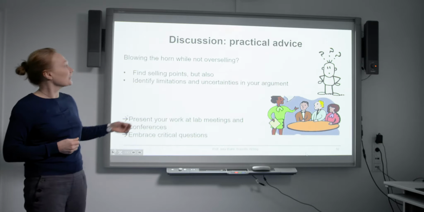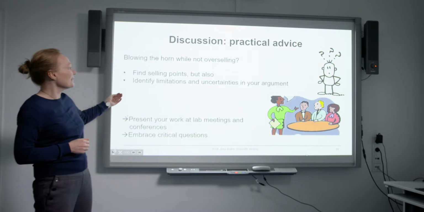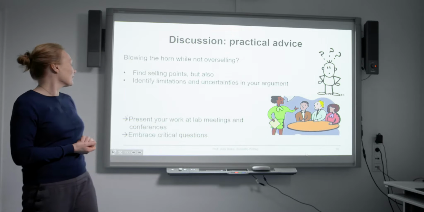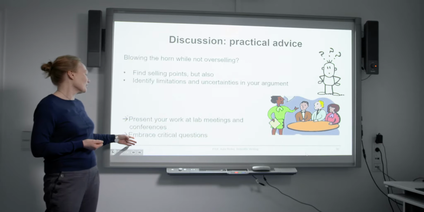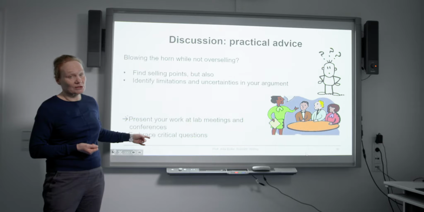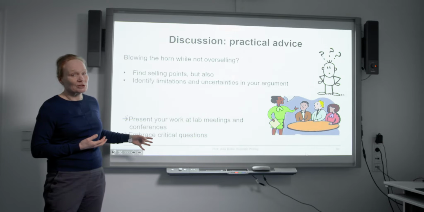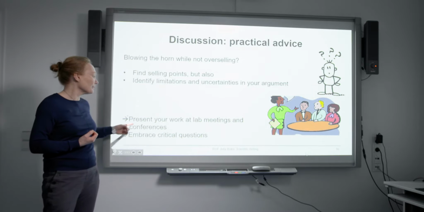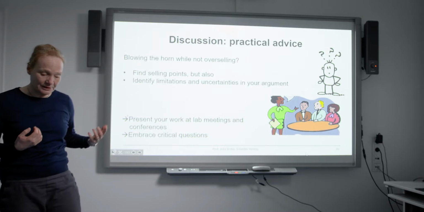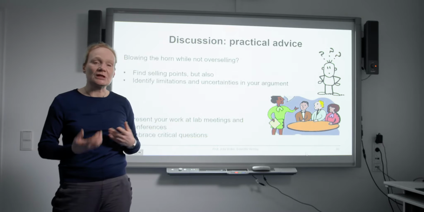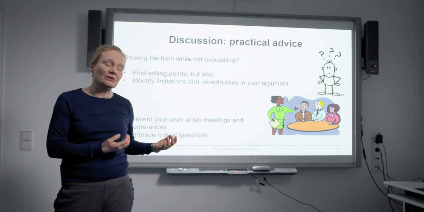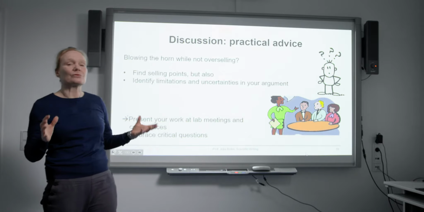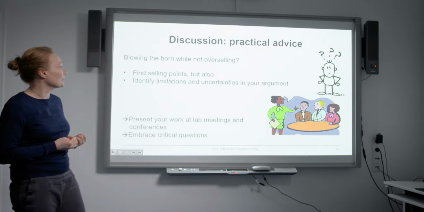How can you blow your horn while not overselling? You find the selling points, but also identify limitations and uncertainties in your argument. A very good way is to present your work at lab meetings and conferences and embrace critical questions. Be open to critical questions and take them into account. We do regular lab meetings in the teams here, where students have to present their work and get critical feedback, which helps to set the boundaries on your story.